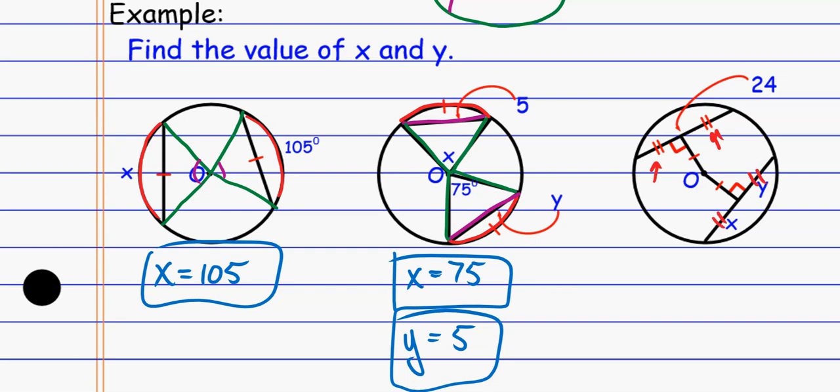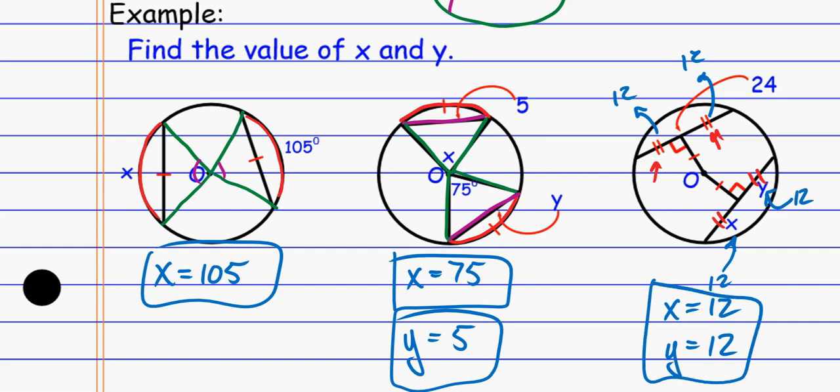In other words, I know that the two pieces over here are going to have to be a 12 and a 12 if they're congruent. And the same is going to be true over here, a 12 and a 12, okay? So in this case, x equals 12 and y equals 12. All right, because those chords are the same distance from the center, the chords are going to be identical. They're going to be congruent.